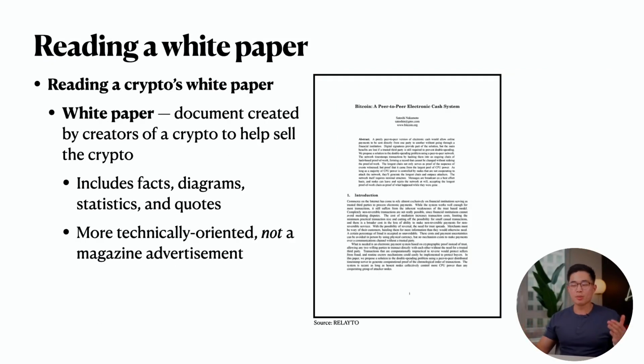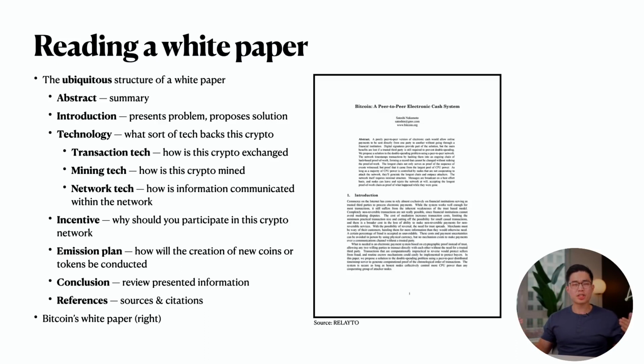Another thing that a lot of people actually skip is reading the white paper. So a crypto's white paper is a document that's created by the creators of that crypto, and it helps to sell it. It's going to include facts about the crypto, any diagrams, statistics, and quotes. It's more technically oriented, and that's why a lot of people, they won't actually read the white paper. So here's the general structure of a coin's white paper.